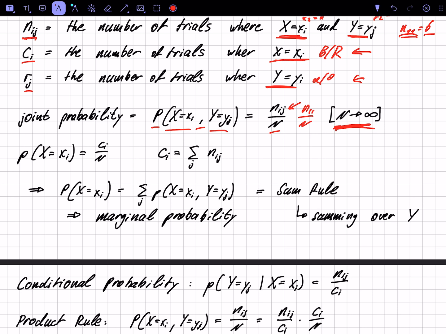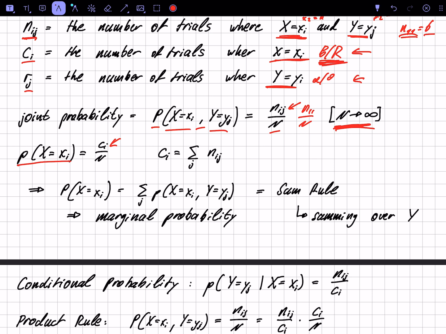Then we have the probability that X equals x_i. So this is the number of cases where X took a specific value, so x_i was a specific value, for example, blue or red.